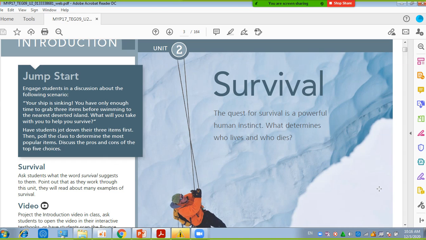Also, survival means continuing to exist. We all have a strong survival instinct. It means that our instinct will push us all the time to keep ourselves safe.